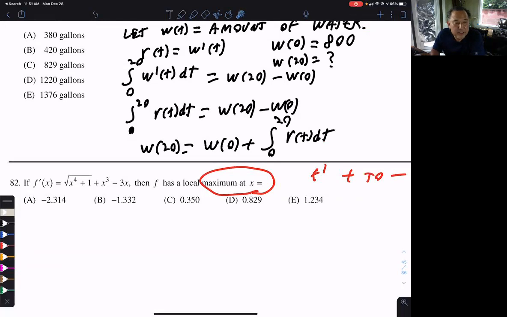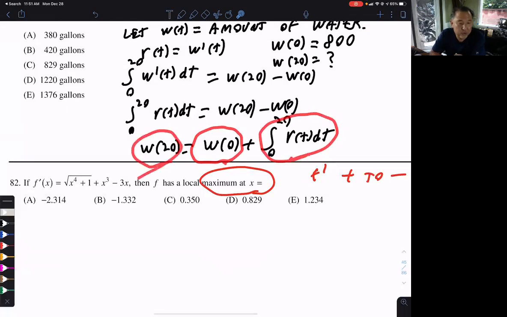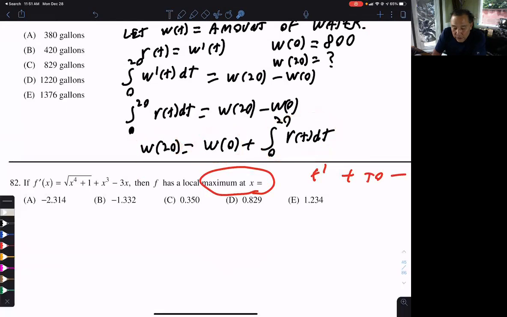So let's put this in layman's terms. How much water is in the tank after 20 minutes? Well, if you tell me how much water was in the tank when you started, then you tell me how much water was added, that will tell me how much water is in at 20 minutes. Because the integral of the rate of water gives you the change in the amount of water. So if I know how much the water changed and how much it started with, I get the answer.